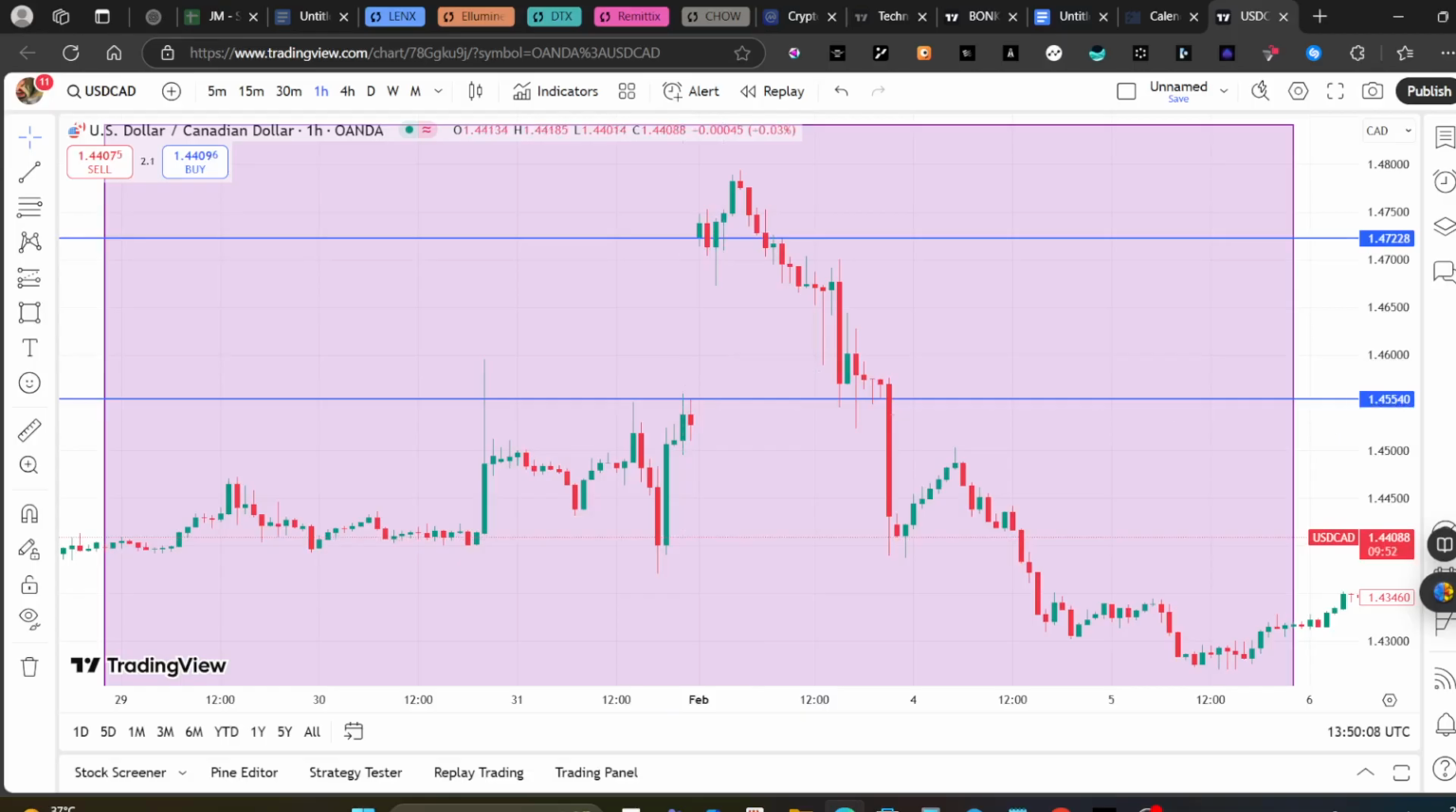Now, a great way to spot these imbalances is by using order flow tools, footprint charts, or simply analyzing price action on higher time frames to see where these zones have formed.